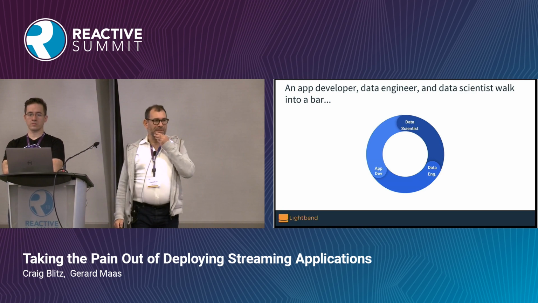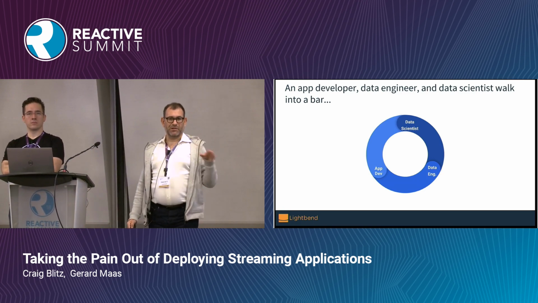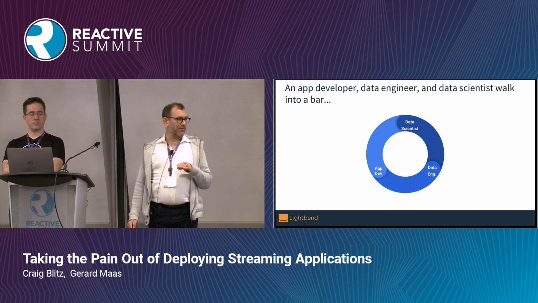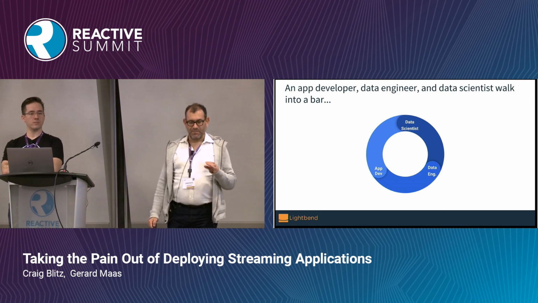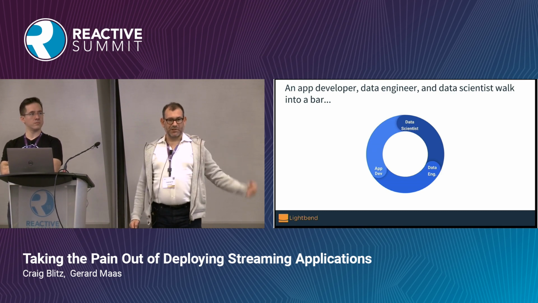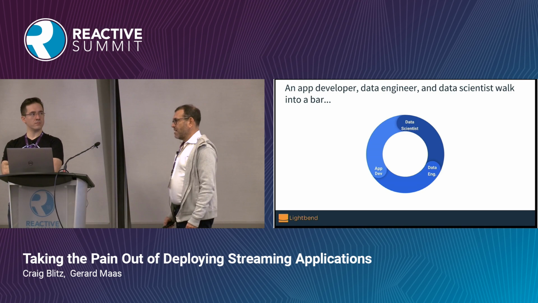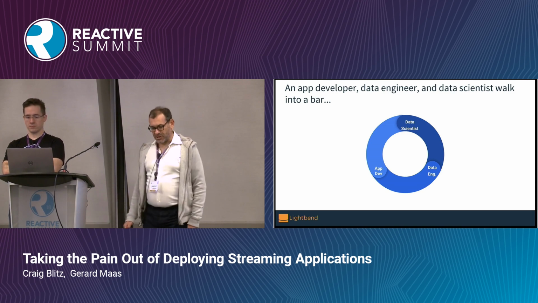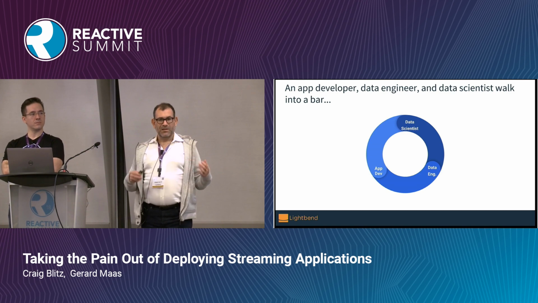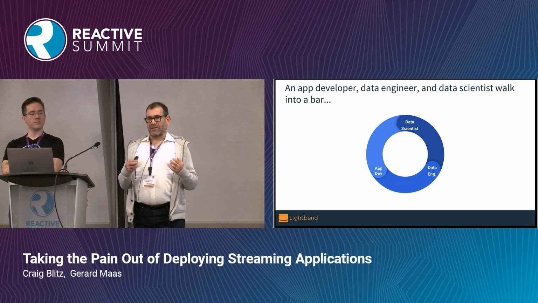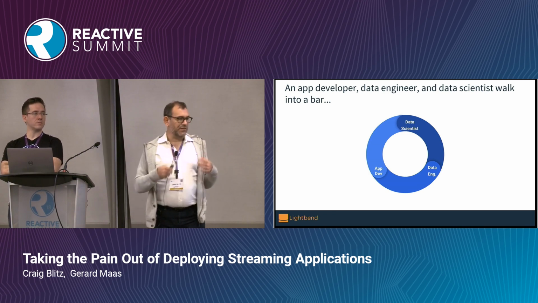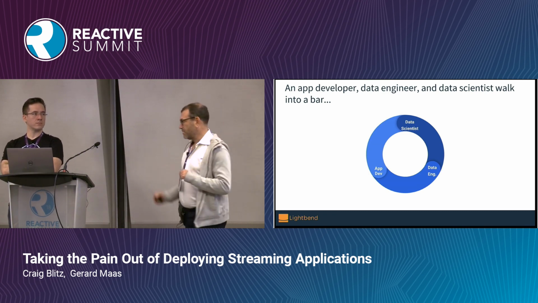So before we begin, I want to think about the different personas that might interact with this type of platform. So we typically talk about your app developer. Those are the ones building your microservices-based applications. Your data engineer, who is used to working alongside a data scientist, trying to figure out how to aid the data scientist. And then finally, of course, the data scientist that's building your models.